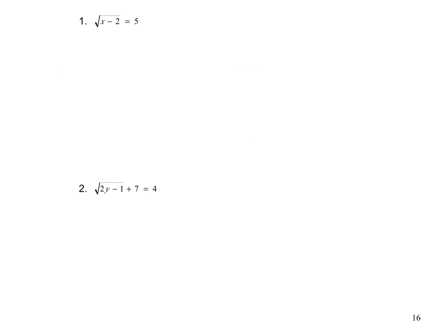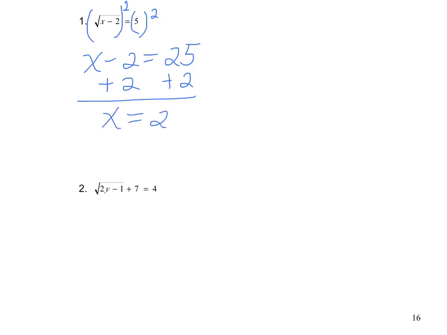Okay, let's go on to example number 1. If you take a look at example number 1, you have to ask yourself, is the radical isolated? And yes, it is. So in order to get rid of the radical, we're going to square both sides. So we're going to square the left side of the equation and the right side. So we'll end up with x minus 2 equals 25. We're going to solve for x by adding 2 to both sides, and x is going to equal 27. We're going to take our answer and plug it back into the original equation. 27 minus 2 is 25. The square root of 25 is 5, so it checks. So my answer is 27.